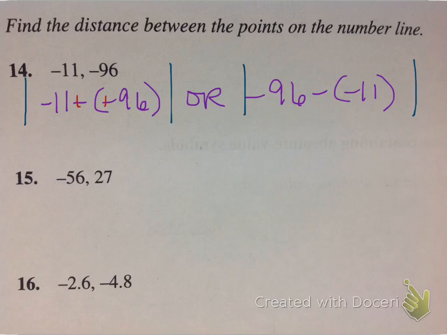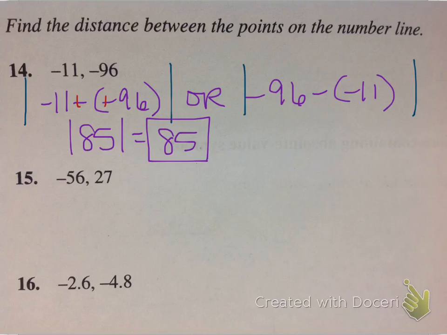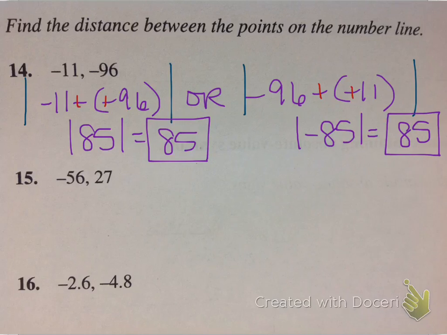So 96 minus negative 11 is 85, which gives you 85. The absolute value of 85 is 85. This one, if you happen to write it this way, you would have got the absolute value of negative 85, which would result in a positive 85. So because absolute value is distance from 0, when you're asked to find the distance, just surround your subtraction problem with absolute value symbols, and then you don't have to worry about which number comes first.